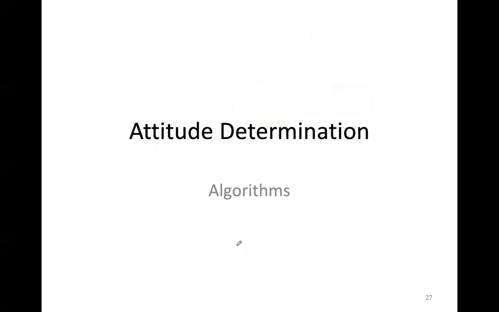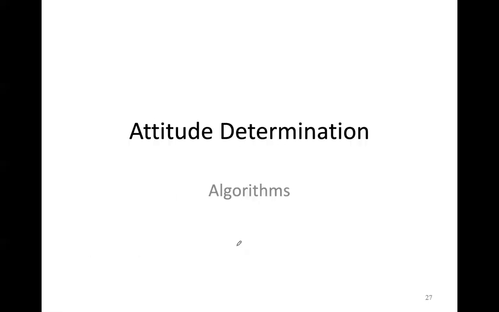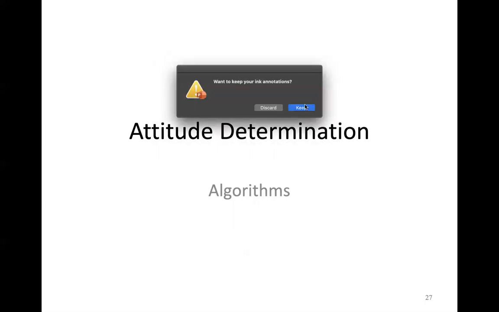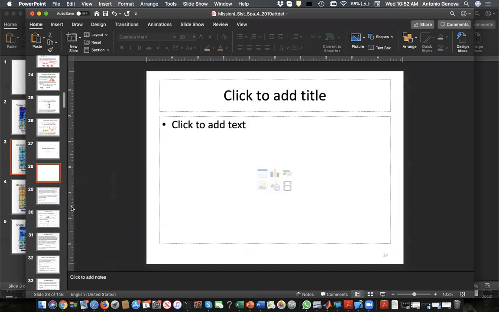The first two, so the main two algorithms that they are going to see, one is called the TRIAD algorithm, and the other one is called the Wahba, so it's based on the Wahba problem. In order to introduce the problem of attitude determination, we have to do a historical introduction. The historical introduction is to explain how the attitude determination problem evolved over time.